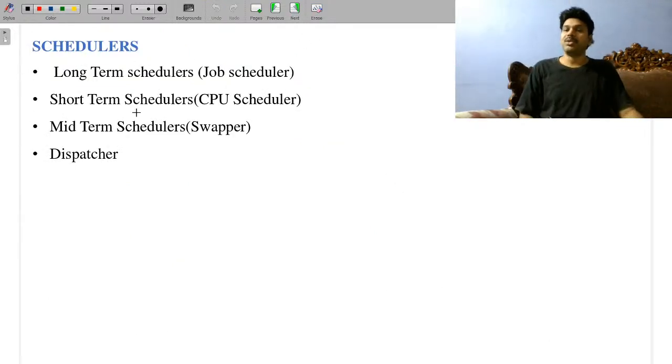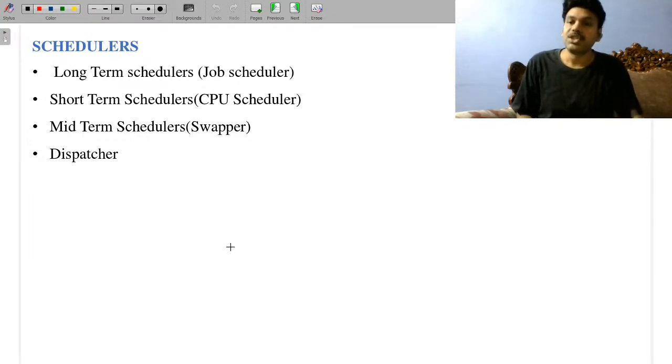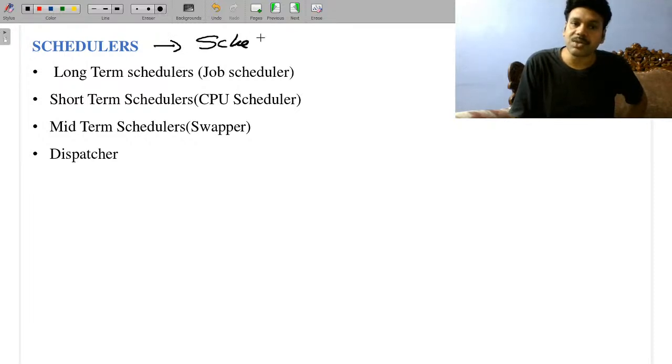Now we come to another very important point, which is the scheduler. Scheduler is nothing but scheduling of the process.